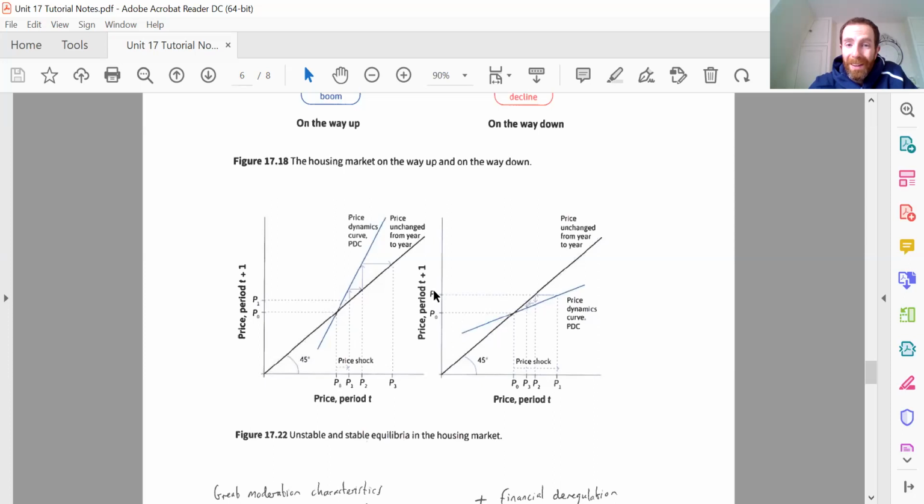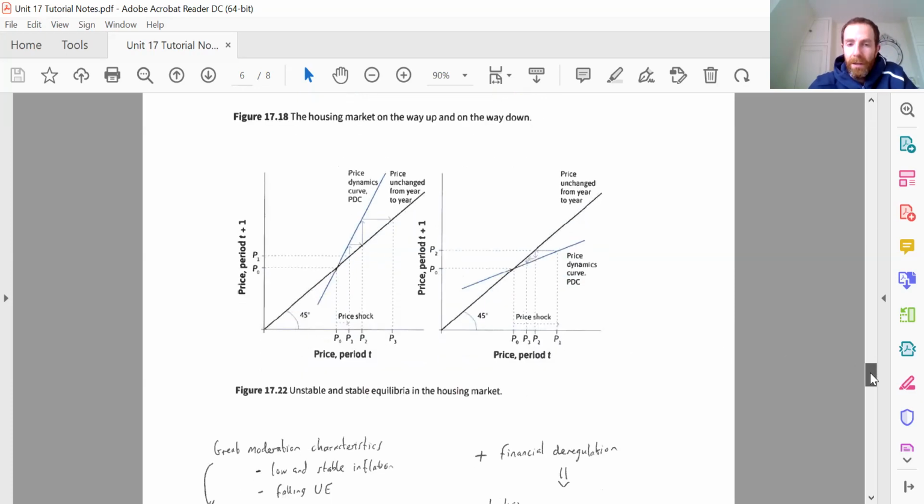Now, P2 is actually less than P1, right? And so the next day, we're at P2, and the price dynamics curve shows us if we're at P2, then the day after, we're going to be at a price lower than P2. And so how it's happening here is the price is returning and getting closer and closer back to P0. So this shows us a stable equilibrium because if we get a bit of a shock, we'll move back to the equilibrium level. This one, unstable, because if we get a bit of a shock, we're just going to keep moving away.